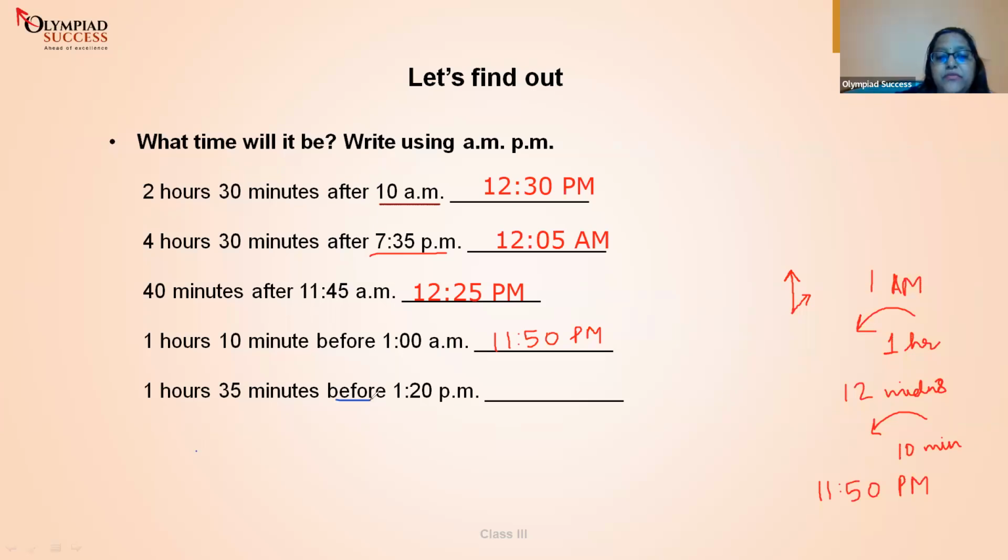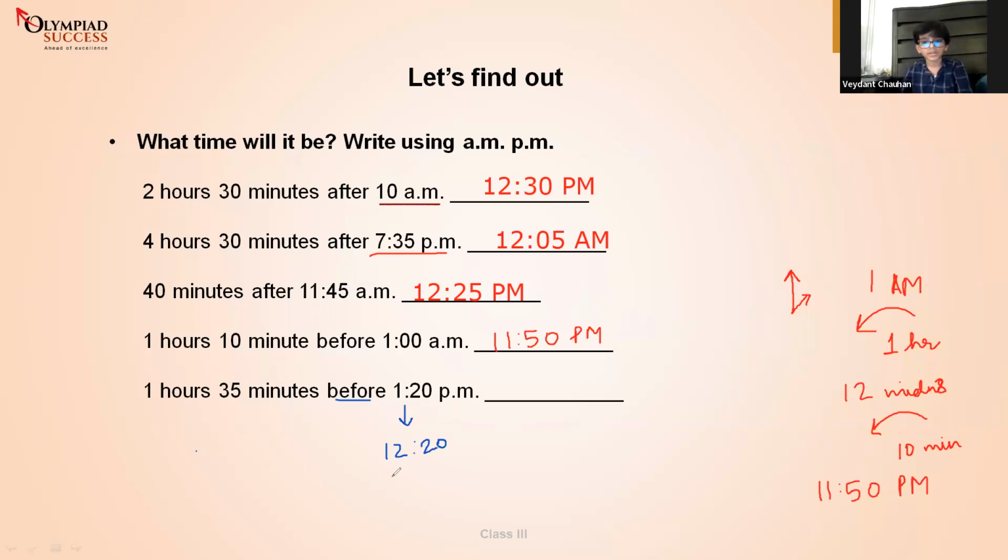This is again before. Okay. 1 hour 35 minutes before 1:20. So just move back 1 hour first. What will be the time if you move back 1 hour? 12:20. Correct. Now you have to move back 35 minutes, okay? So back 35 minutes. So I moved 20 minutes.